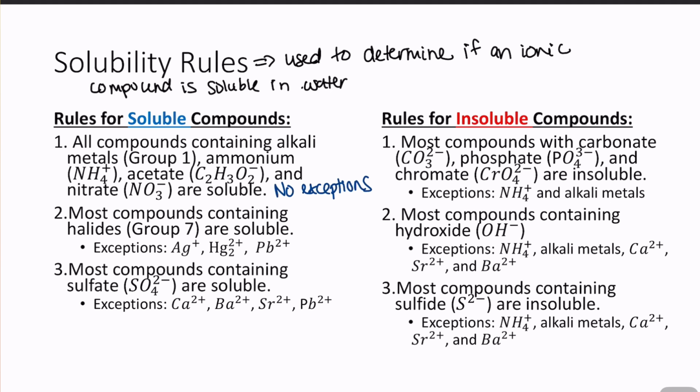If you have a halide, that is group seven. Remember, group seven is the halogens. If you have a halide, that means that you no longer have fluorine, you now have fluoride. So if you have a halide, they are going to be soluble, except if they're bonded with either silver, mercury 2, or lead 2. If the cation in that compound is one of these three, then it's going to be insoluble. Sulfates are very similar.